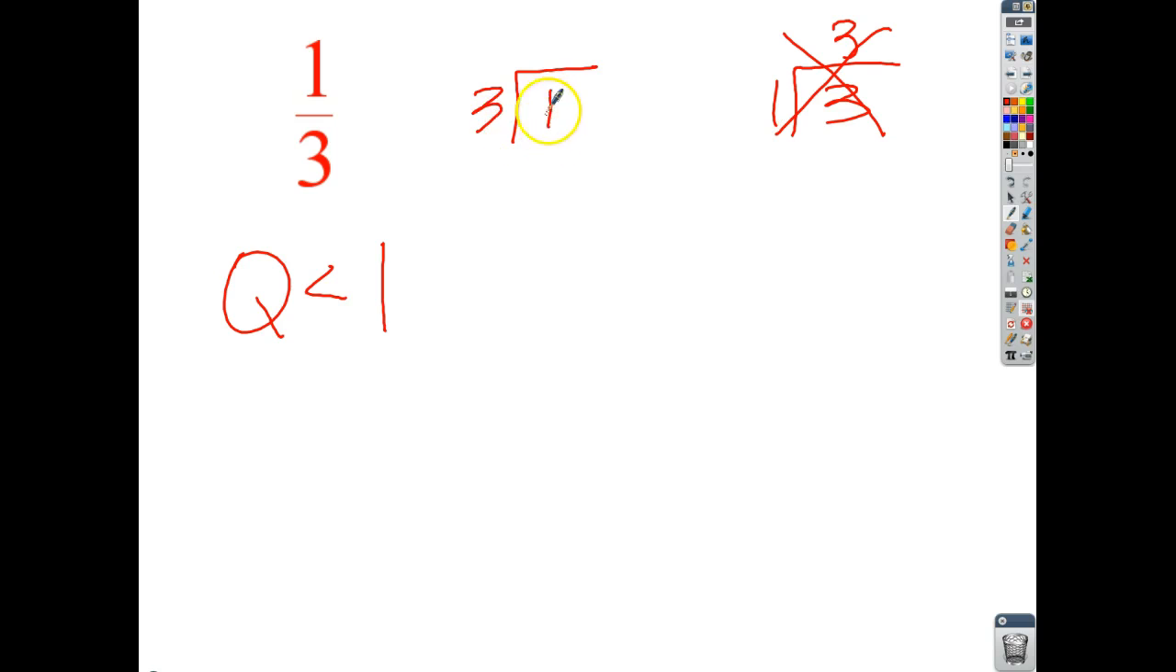3 goes into 1. If I have 1, can I share it with 3 people? I cannot. I need to break it into pieces. So I'm going to turn it into tenths. 10 tenths divided into 3 groups. That uses 3 each. I'm going to use 9 total. I'm left with 1/10. Break that into hundredths. Hundredths now gives me 10 hundredths. If I have 10 divided into 3 groups, I use up 3.